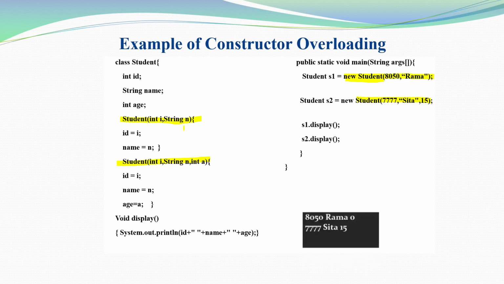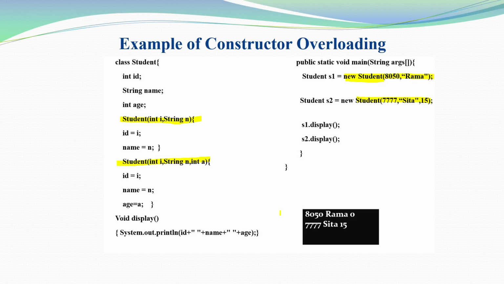Let's see the output. Here it's giving 0 because I'm not passing the age for that object, since the Student class has 3 different parameters, and in the second I am specifying 15. So this is that particular object, the student 2 object. So this is about constructor overloading.